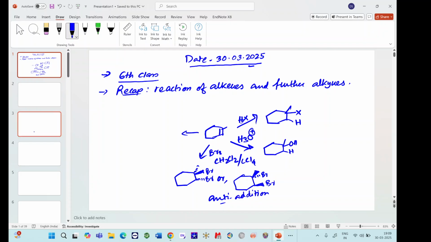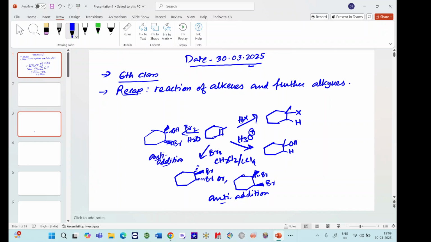Similarly, we studied addition of bromine in presence of water, where water is in excess. So what will happen? This is also an anti-addition. First bromine will come, and then in the second step, water will add. So this is also anti-addition.